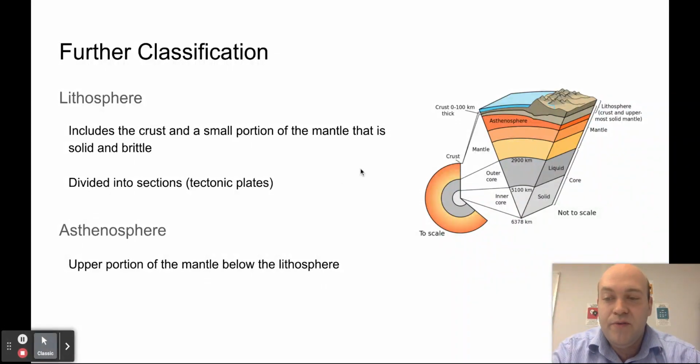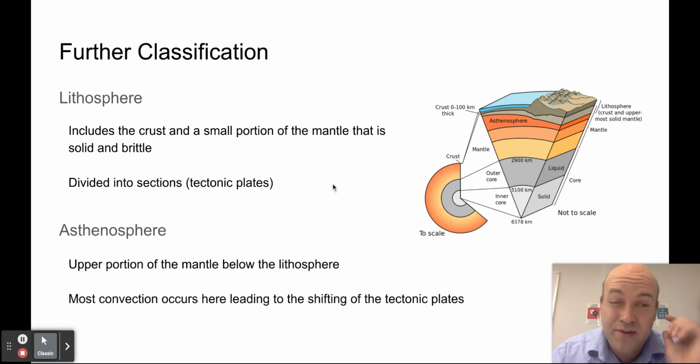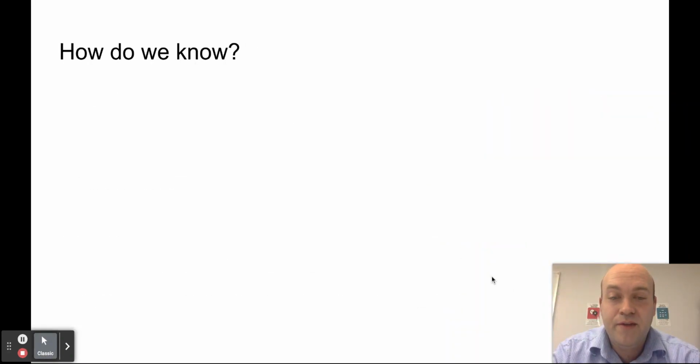And then right below that is the asthenosphere, which is this molten portion, or semi-liquid portion of the mantle, which is where most of the movement from convection happens that leads to the tectonic plates shifting. That'll be talked about more in other videos.